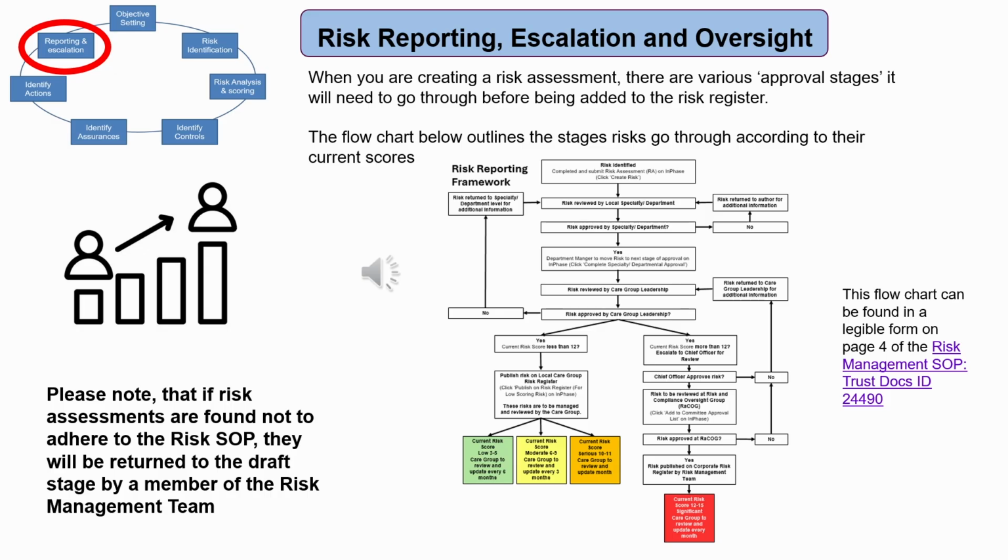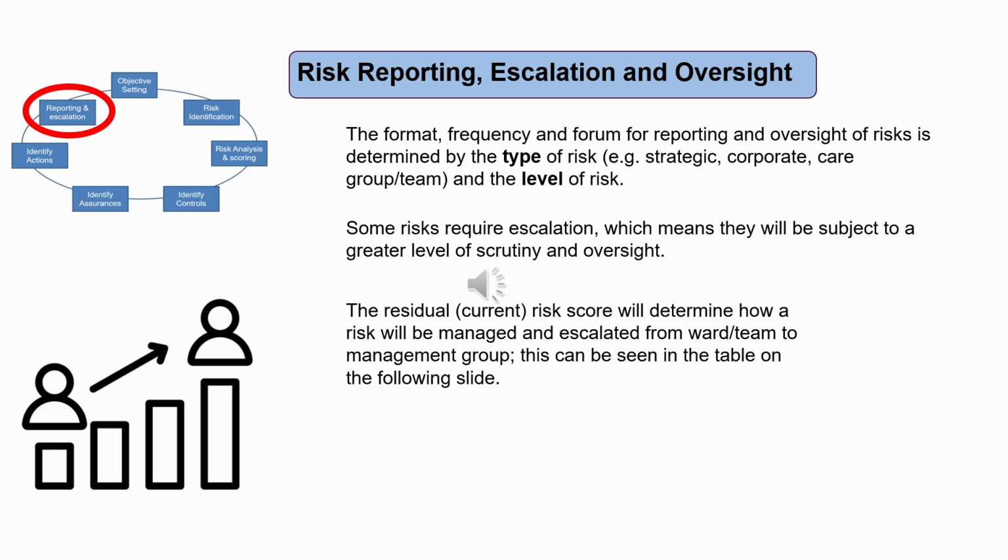Please note that if risk assessments are found not to adhere to the risk SOP, they will be returned to the draft stage by a member of the risk management team. The format, frequency and forum for reporting and oversight of risks is determined by the type of risk, for example, strategic, corporate, care group or team, and the level of risk. Some risks require escalation, which means they will be subject to a greater level of oversight. The residual, current risk score will determine how a risk will be managed and escalated from ward or team to management group. This can be seen in the table on the following slide.